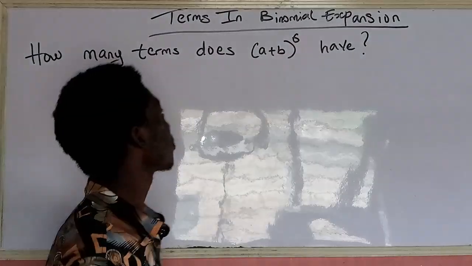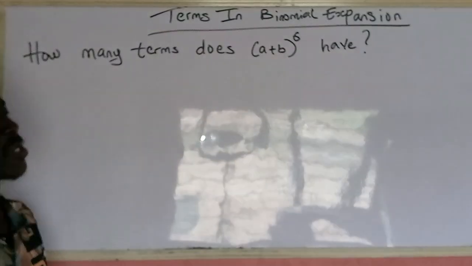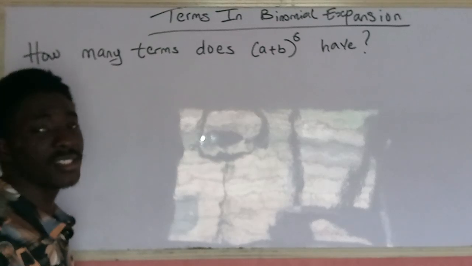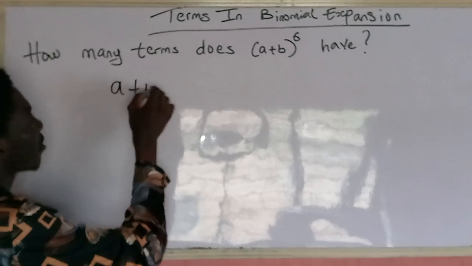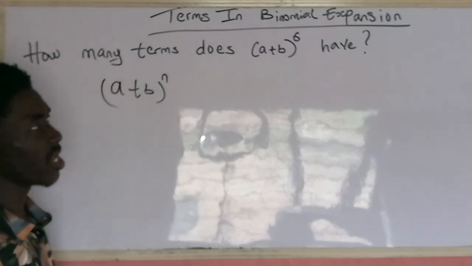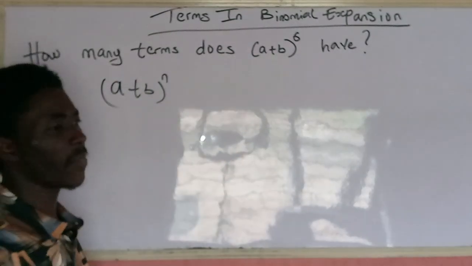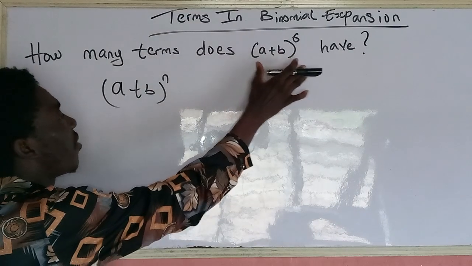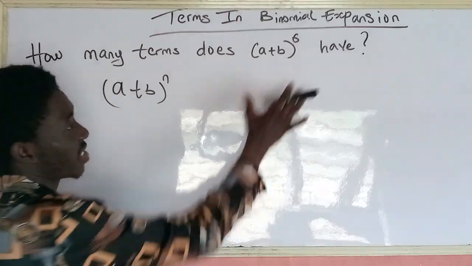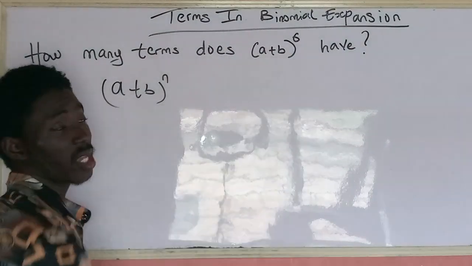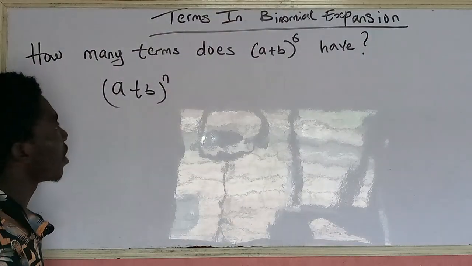So let's check this out. How many terms does (a + b)^6 have? Generally, whenever we have a binomial (a + b)^n, how do we know the number of terms? We have a general way of getting this. So what do we do here?